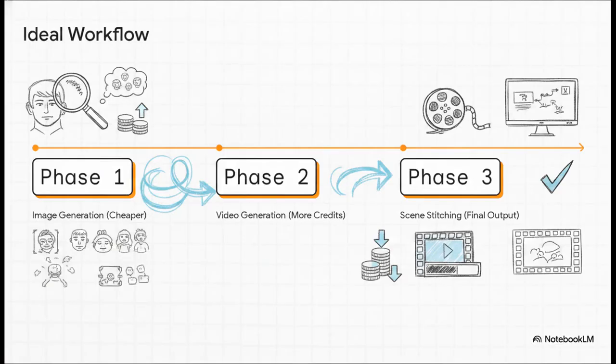You should always layer your project in 3 phases. Phase 1, start with image generation. It's incredibly cheap, sometimes even free. This lets you endlessly iterate until the look of your character or your environment is absolutely perfect. Only once that image is perfect do you move to Phase 2, video generation. Remember, this costs significantly more credits. And finally, you take those finished videos and move to Phase 3, scene stitching for your final output. If you try to jump straight into video generation just to figure out what your character looks like, you are going to drain your account in minutes, literally.